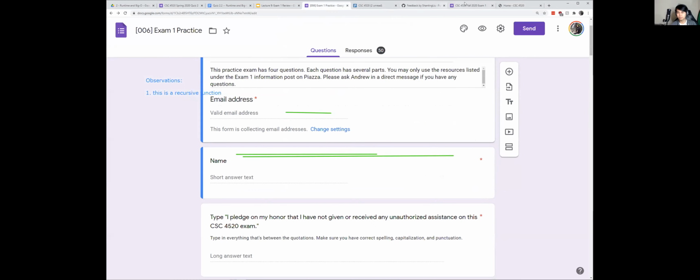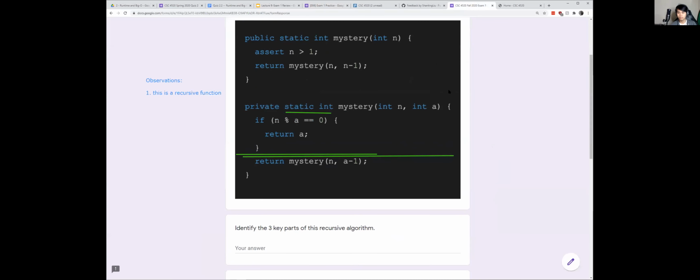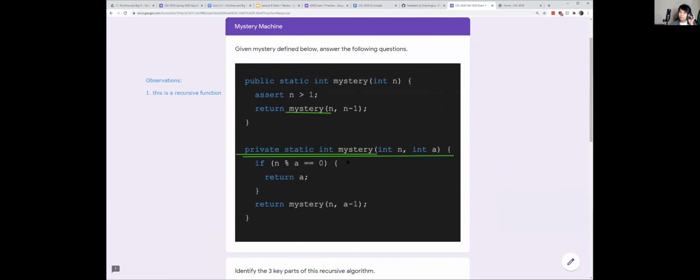And oops, one moment. So if we look here, we know that mystery will call this mystery down here, and this mystery will call itself. So there's a recursive call that happens right here. There's a helper function. Three, we are operating on numbers, right? We have numbers taken in as input and then numbers as output.